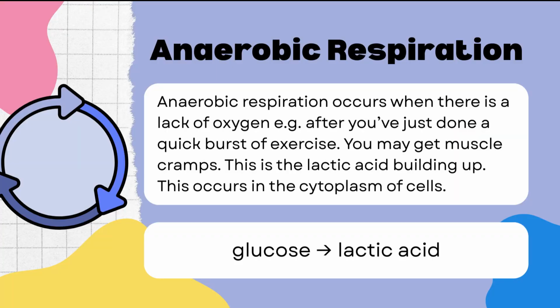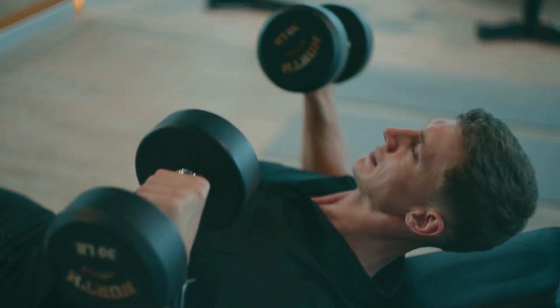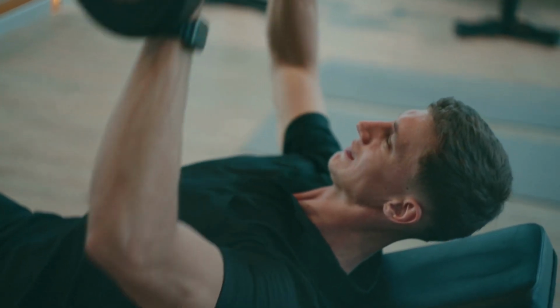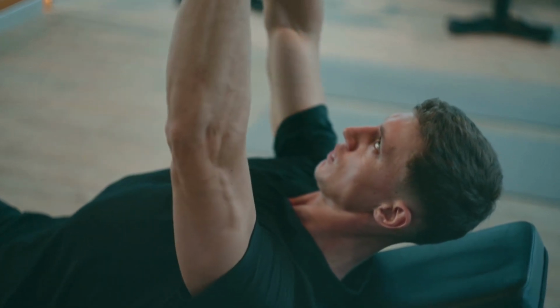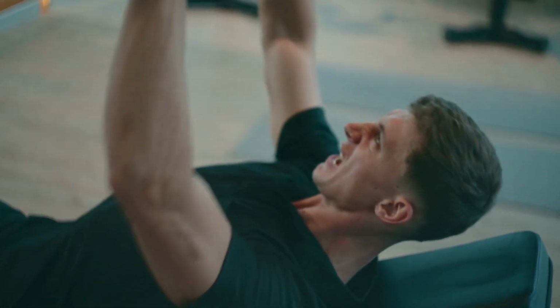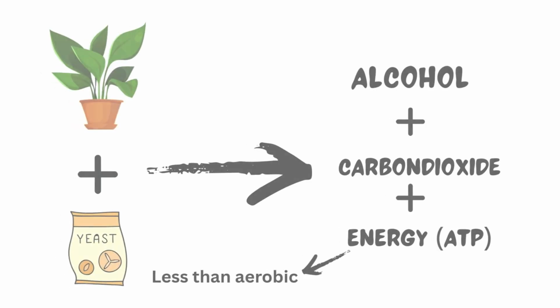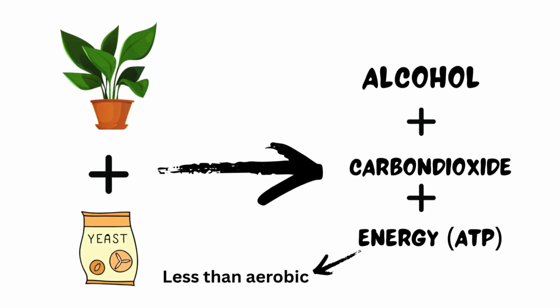Anaerobic respiration occurs in the absence of oxygen. It releases less energy compared to aerobic respiration. In animals, including humans, anaerobic respiration produces lactic acid and energy. This often happens during vigorous exercise when the body cannot supply enough oxygen to the muscles. In plants and yeast, anaerobic respiration produces alcohol, carbon dioxide, and energy.